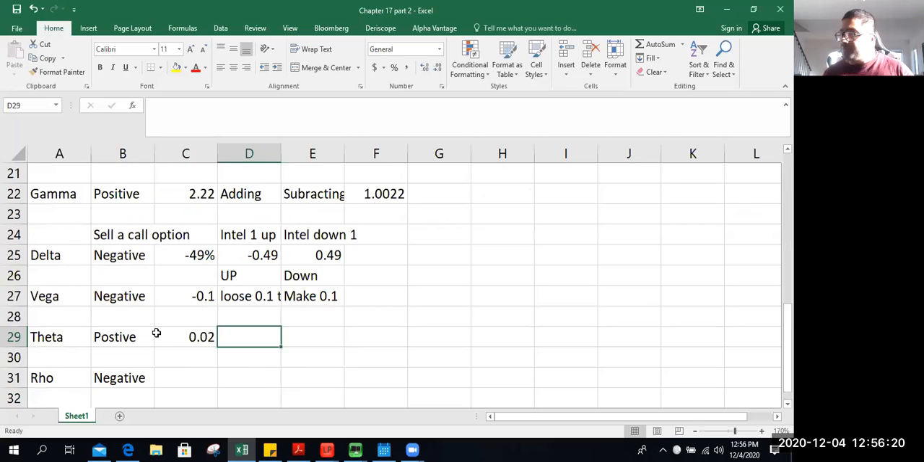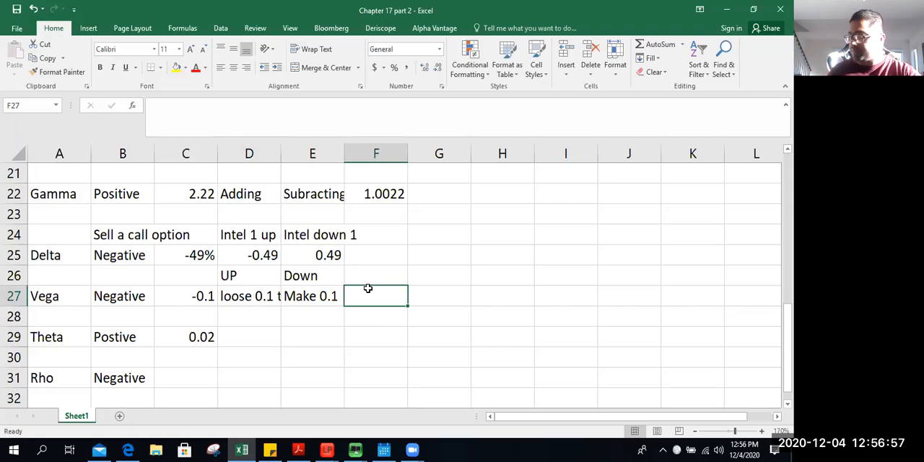When you sell an option, it's the reverse of that. Delta is negative, so each time the underlying goes up, you lose money. Each time it goes down, you make money. Vega is negative, so each time volatility goes up, you lose money. Each time volatility goes down, you make money. And theta is positive. It means that as each day progresses, you keep on pocketing premium. This is extremely important to know if you're ever going to buy a call or sell a call in the market.